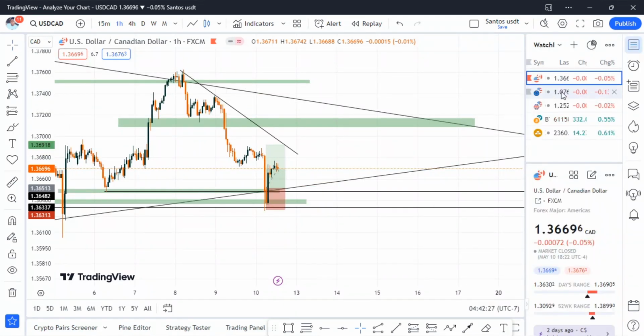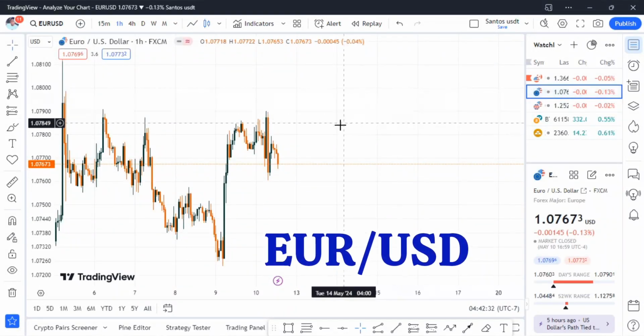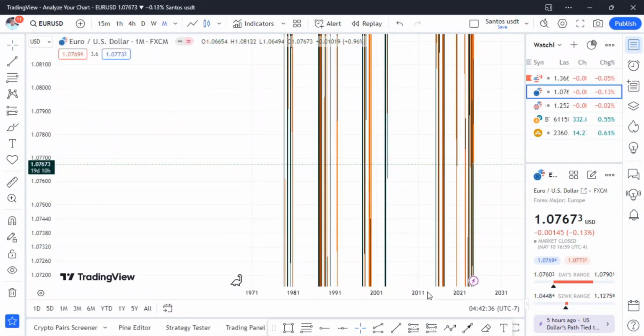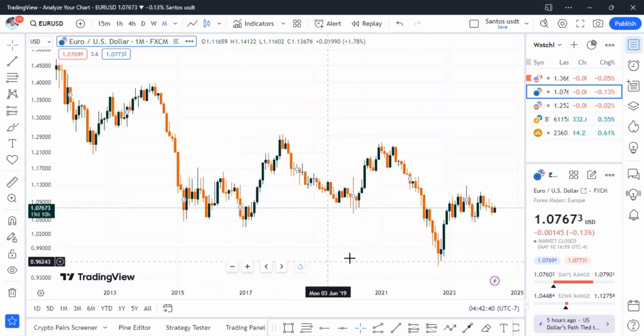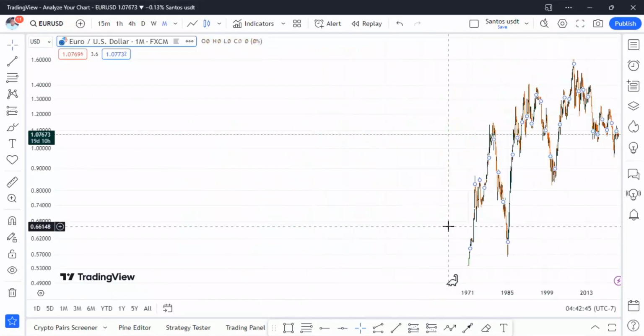So our next pair is going to be EUR/USD. Before I analyze, let's go back to the monthly time frame so that we can dissect the pair together. What we do here, we do it together.